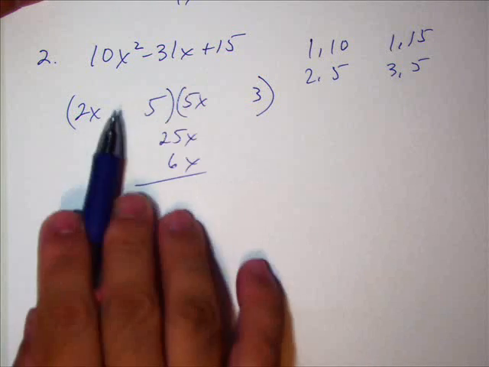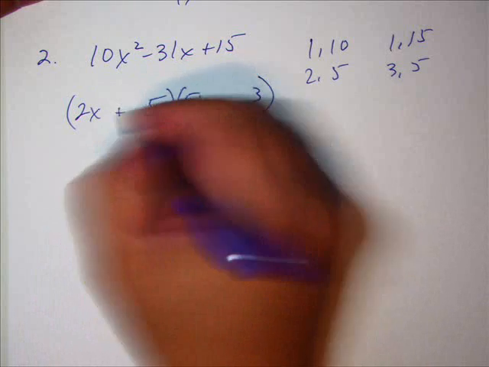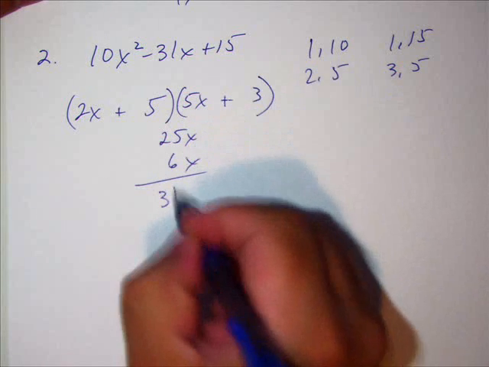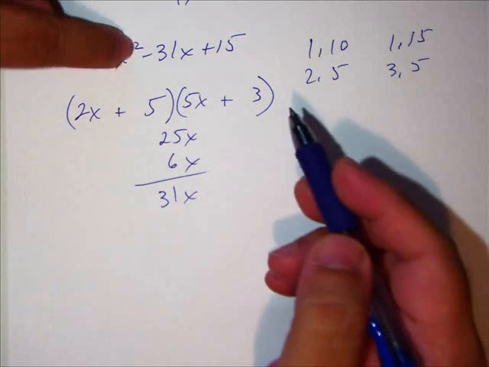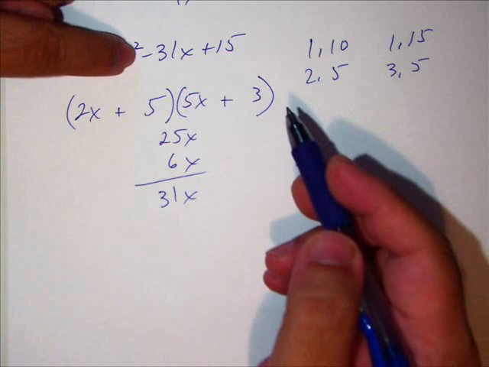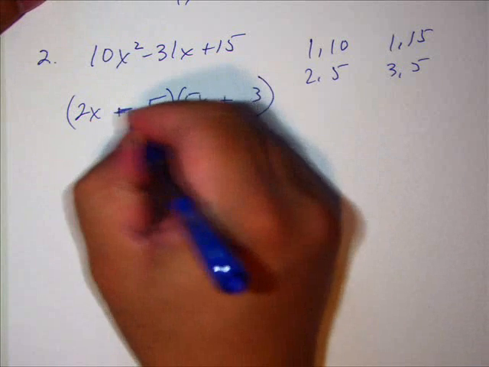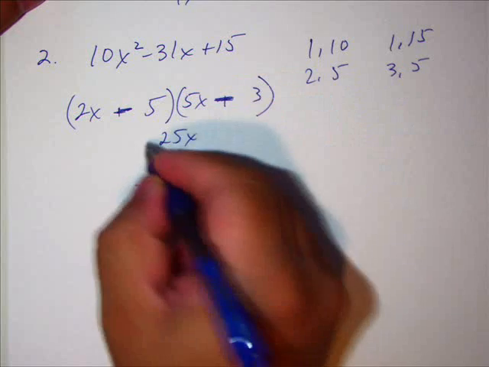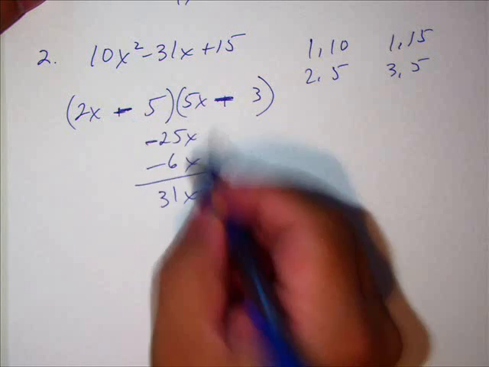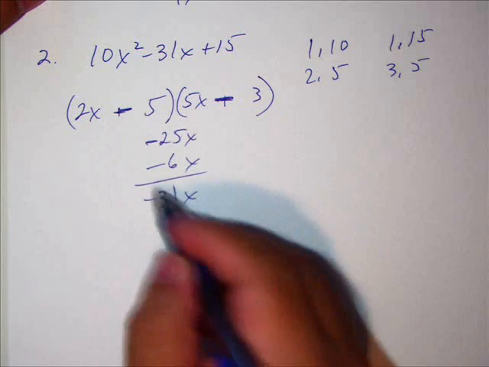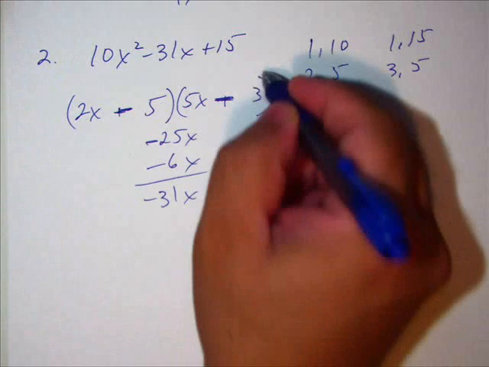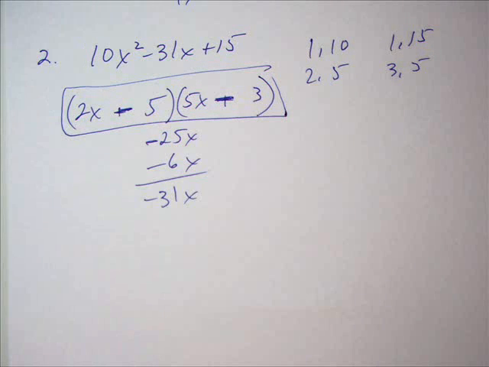That plus sign means they have to have the same sign. Well, they could be both plus. That would give me positive 31x, but I need a negative 31x. So they're going to be both negative. Inside, negative 25. Outside, negative 6. Combine to make negative 31x. So this is the factored form.